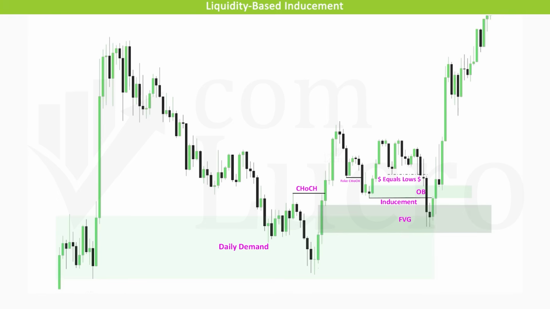At this point, you might be wondering why price needs to create an inducement before reaching the fair value gap. The explanation is actually very simple. If price moves directly into a fair value gap without first creating inducement, there is very little liquidity available. Smart money has no meaningful source of fuel to drive a strong reversal. As a result, the reaction from the fair value gap can become weak, and the setup itself may fail because there are not enough sellers available for institutions to buy from.